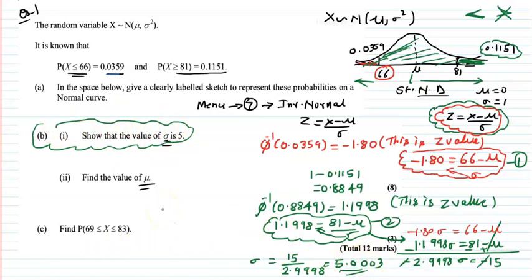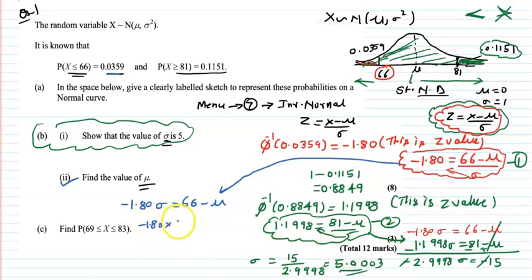Now the second part, they are saying you need to find the value of mu. If we follow this equation, minus 1.80 sigma equal to 66 minus mu, and if we put the value of sigma, that is 5, so minus 1.80 times 5 equal to 66 minus mu. We simplify, and mu comes out as 75.